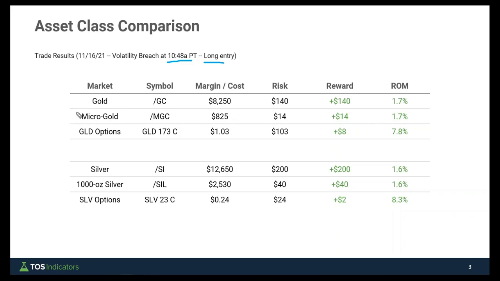Now here I've broken this down in chunks of three. The first is the full size, then the micro, then the ETF options. Inside of silver, similar concept, the full size silver, the 1,000 ounce silver, and then SLV options. And we'll go through each of these step by step.